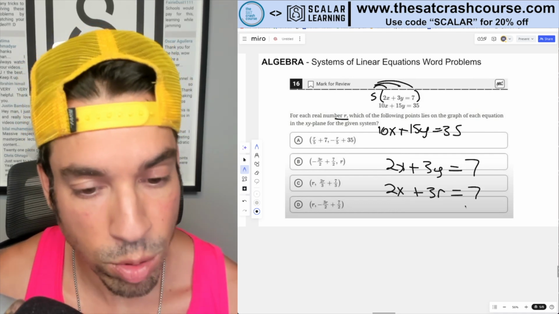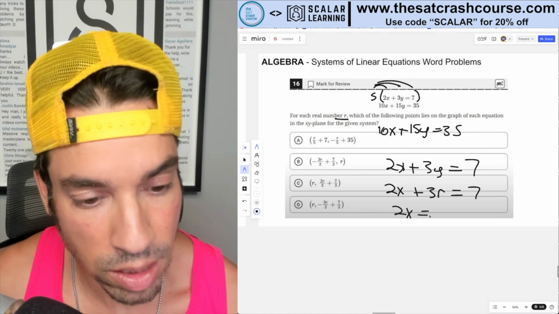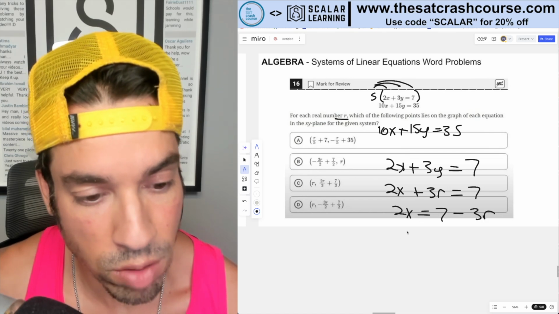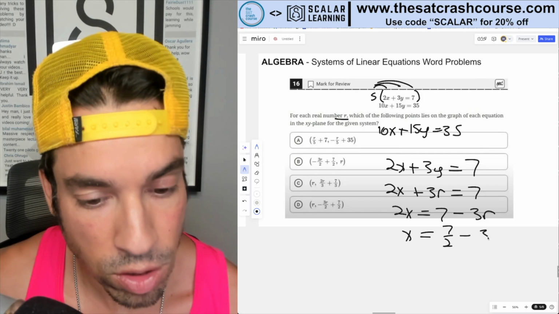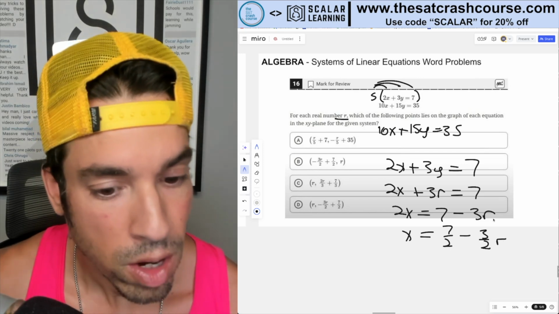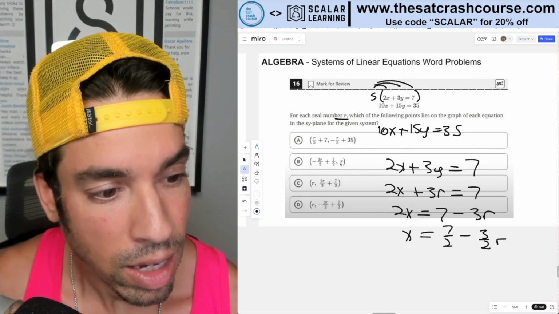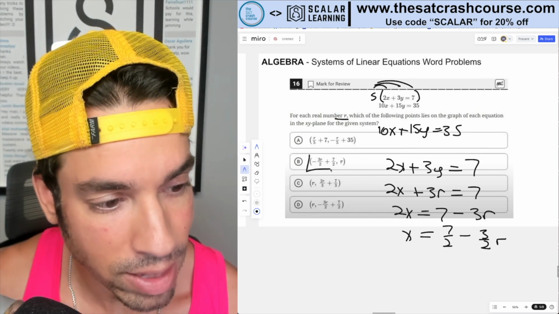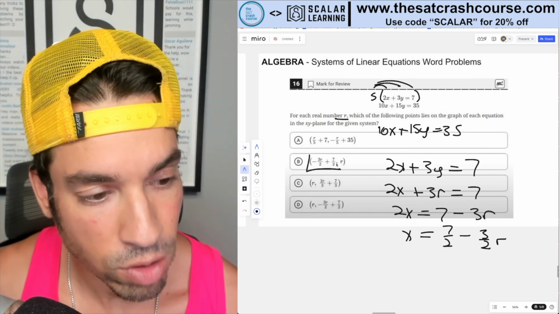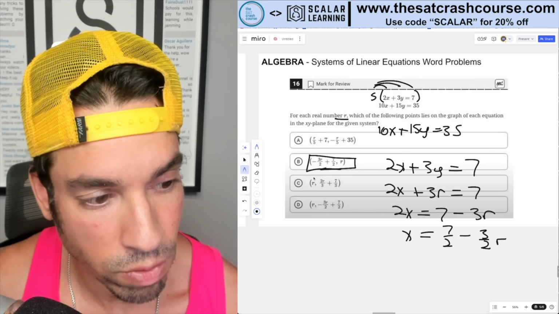So here we go, 2x plus 3r equals 7, 2x equals 7 minus 3r, divide both sides by 2, and x equals 7 halves minus 3 over 2 r. So when I look at this equation, look at that. I get that exactly. If y is r, my x is negative 3 halves r plus 7 halves, which means we just confirmed that B is the winner.